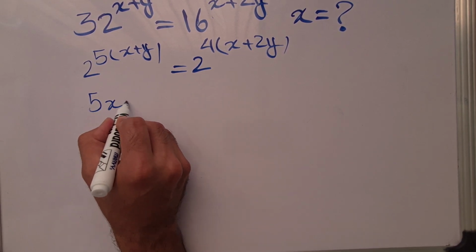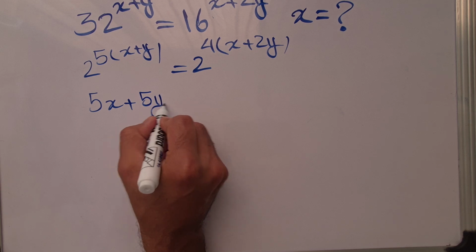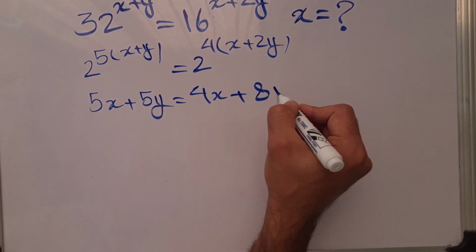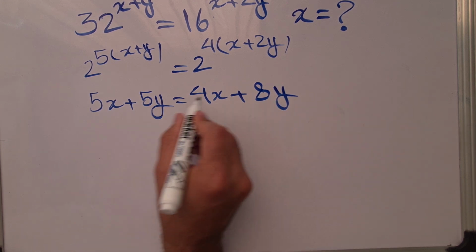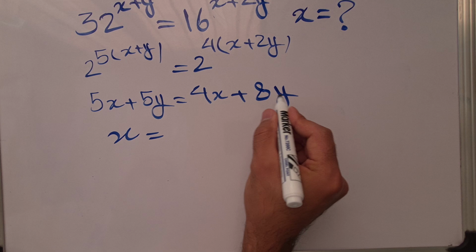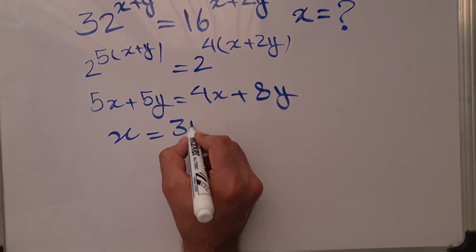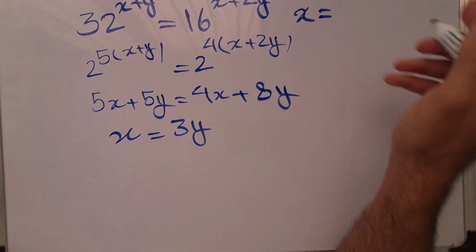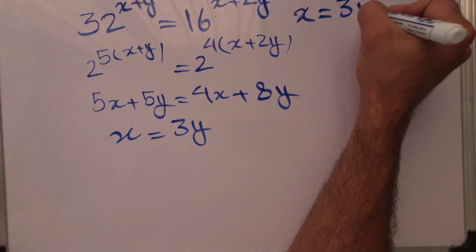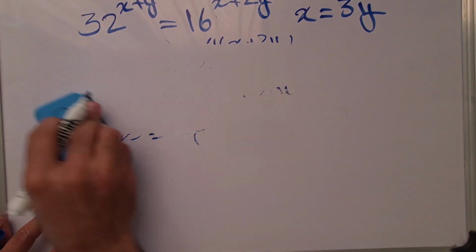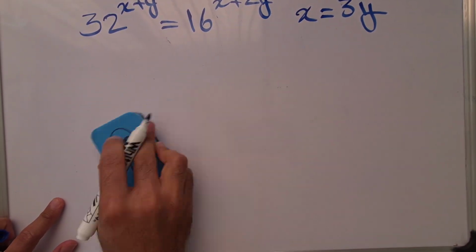So 5x + 5y = 4x + 8y. So 5x minus 4x, it's just x, equals 8y minus 5y, which is 3y. So this is the answer for the first part of the question, x in terms of y: x equals 3y, right? So that's the answer. But the question has a second part, like a bonus challenge as well.